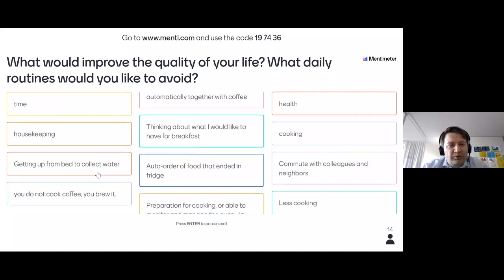I think it's going to be a difficult exercise. Housekeeping. Let's wash my hair in the morning. Thank you very much. Getting up from my bed. Cooking. I just read, guys. I'm not going to commute with colleagues and neighbors. Less cooking. Getting up from bed to collect water.